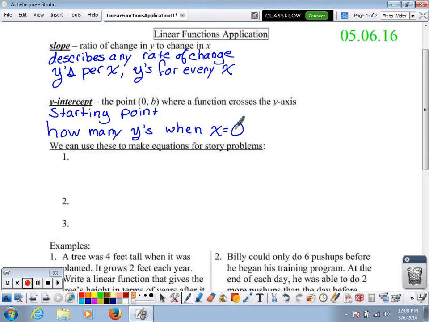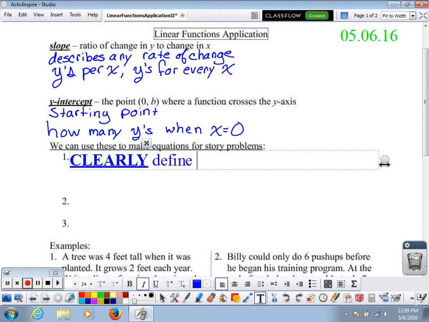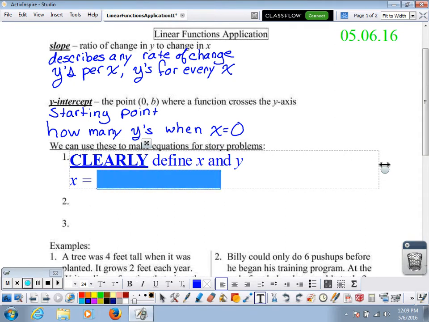But look at the descriptors. What do both of those descriptors for slope and y-intercepts have in common? What do they both talk about? They both talk about y's and x's. So before we can get to talking about slope and y-intercepts, if we have a story problem and we want to write a function, the very first thing we need to do before anything else at all is we need to clearly define x and y. Okay, we need to say x equals blank, and y equals blank.